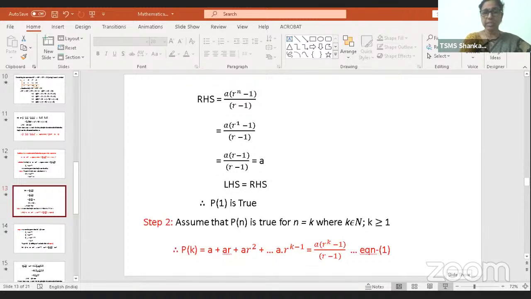You see the bottom statement, a plus ar square, and so on till ar to the power of k minus 1 is equal to a into r power k minus 1 by r minus 1. This is the statement replacing n with k. Now what is the next term? What do we have to do? See, here only in the first step you can see the right hand side, a into r power n minus 1. That means in the place of n, what do you need now? K plus 1. That's all.